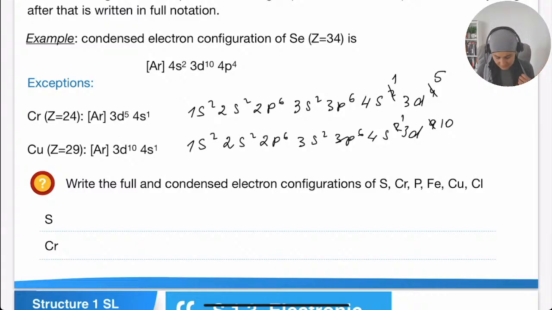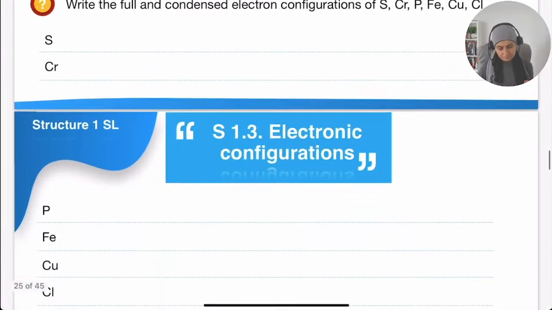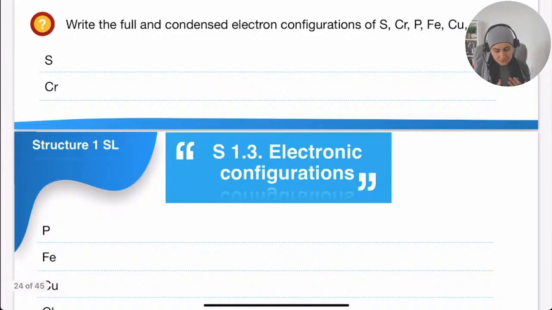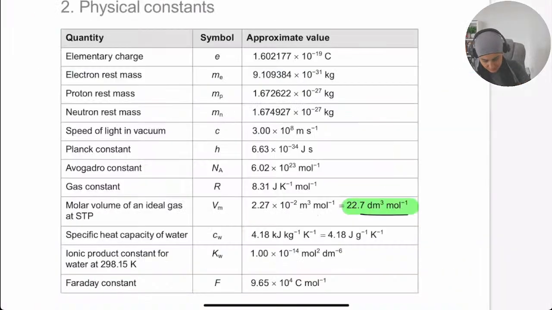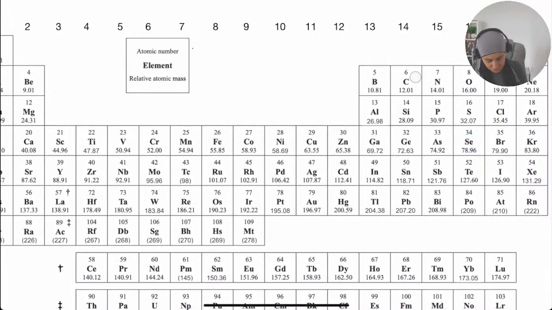Let's practice a little bit and write a few configurations. Write the full and condensed electron configurations for sulfur, chromium, phosphorus, iron, copper, chlorine. Well, let's do some of them, not all. Let's do sulfur. For sulfur, I find it in the periodic table and find the number of electrons. Sulfur has 16 electrons.